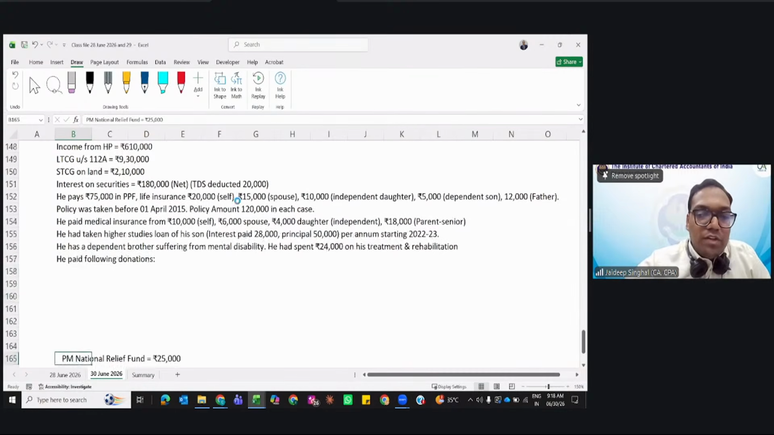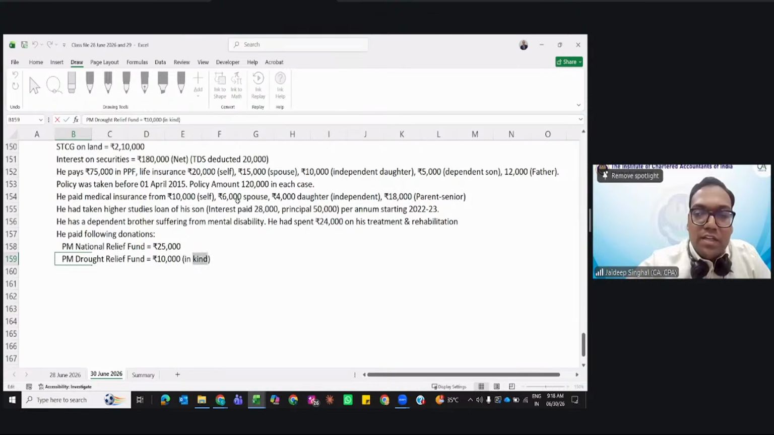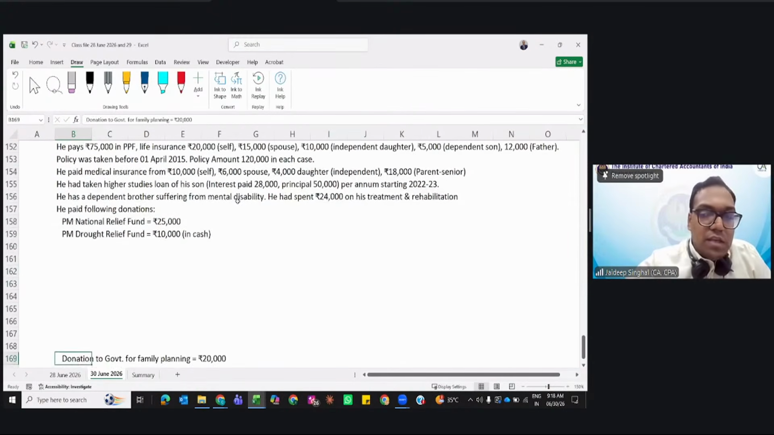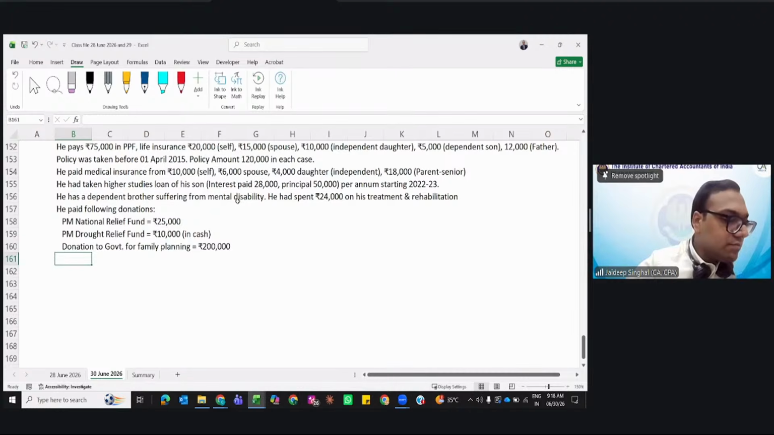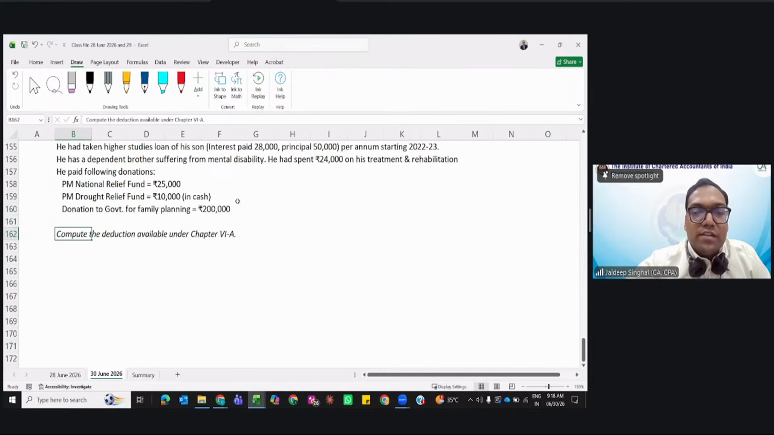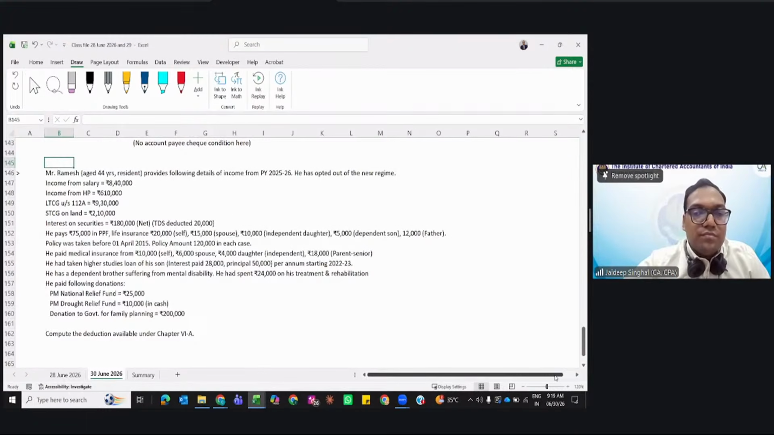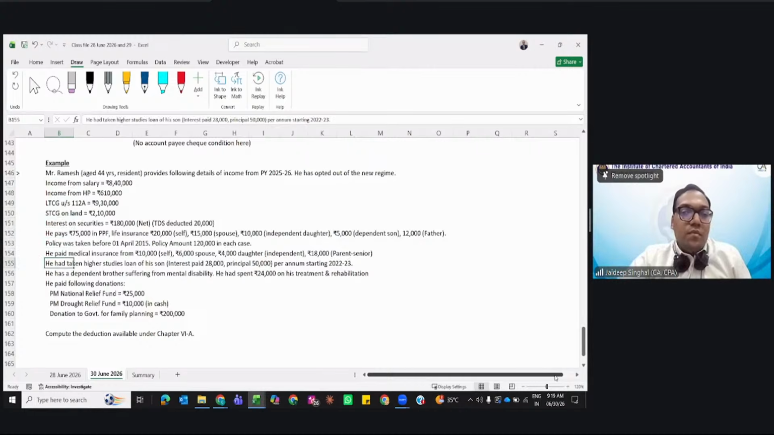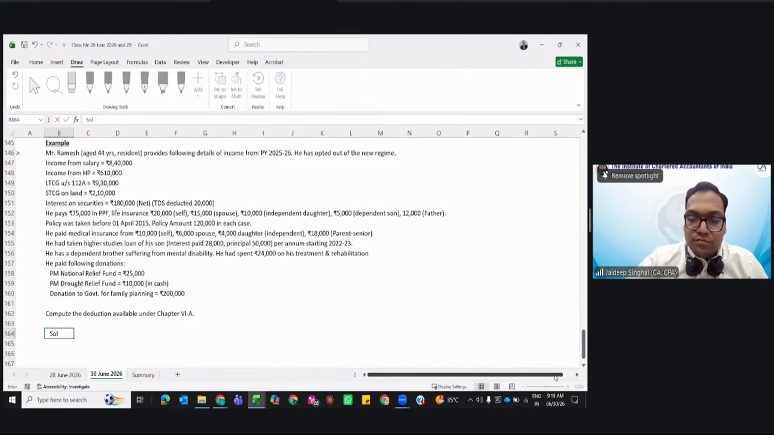Next, he has paid the following donations. PM National Relief Fund 25,000. PM Drought Relief Fund 10,000 in cash. He has donated to the government for family planning 2 lakhs. You are required to compute the deductions under Chapter 6A and total income. This is the full-fledged question we are discussing. Is everyone clear with the question? Let's solve it. With this, we will also study the limits and revise other things.